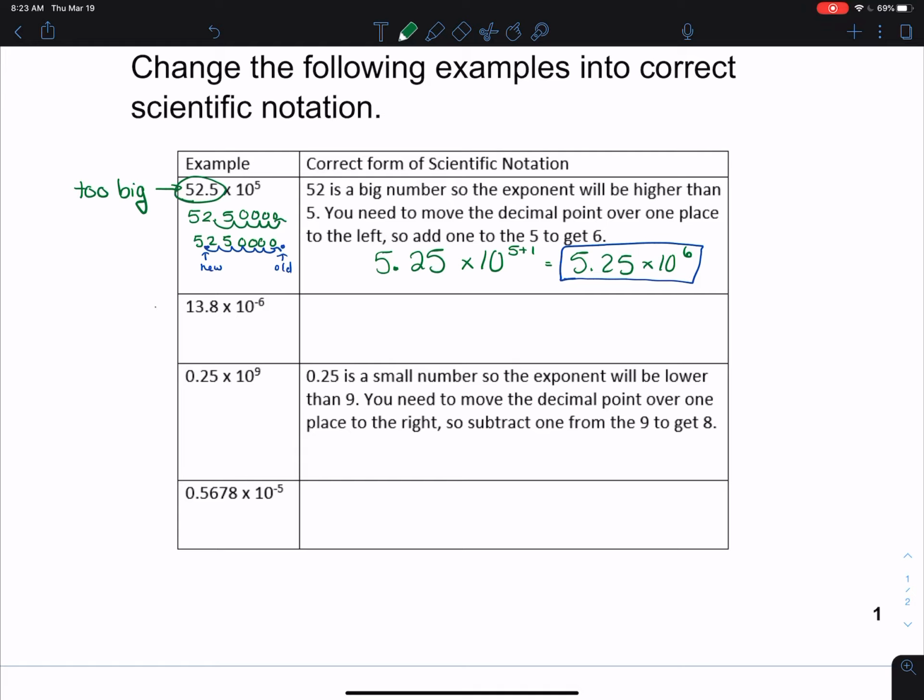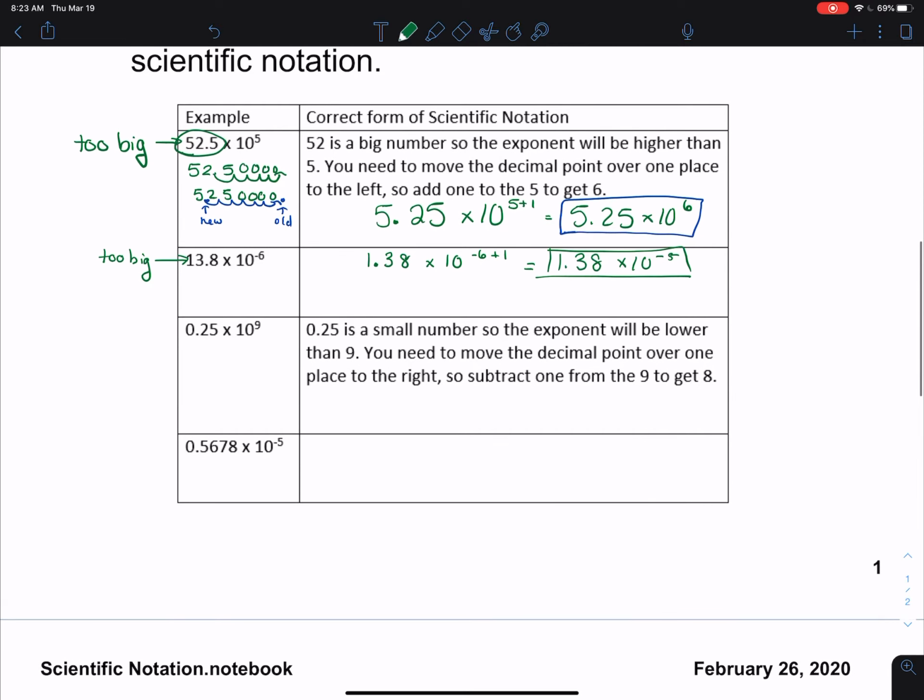So if we look at another example, we have 13.8 times 10 to the negative 6th. I have the same issue that 13.8 is too big. So I'm going to put my decimal point in between the 1 and the 3. And because I bumped that decimal point one space to the left, I need to add 1 to that exponent, just like I did in the last example. So that gives me 1.38 times 10 to the negative 5th power.